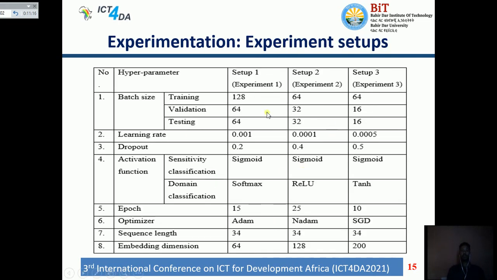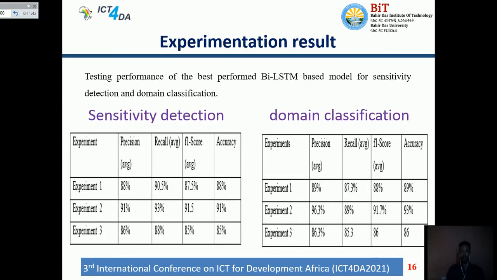Here are the experiment setups. 3 experiments were done for those 3 algorithms. That means for the 3 algorithms we have performed 3 experiments, and among those experiments and those deep learning algorithms, the one which performs best was selected. Here is the experimentation result.